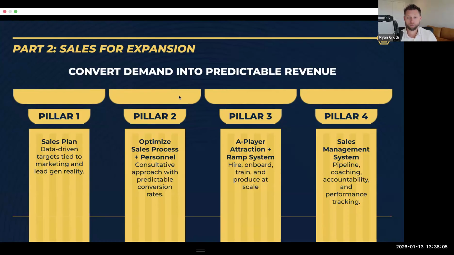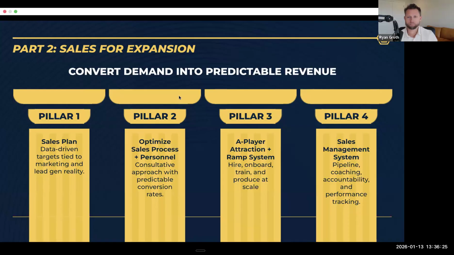Pillar number three, an A player attraction and ramp up system. How to hire, onboard, train, and produce at scale. You need that system because you're like, ooh, it's working. Marketing's working. Great. Let's bet on this. Okay, it's working. How do we do more? How do we do more? And so, if you don't have the ability to bring on talent to come in and execute on that system, then you will be stuck.